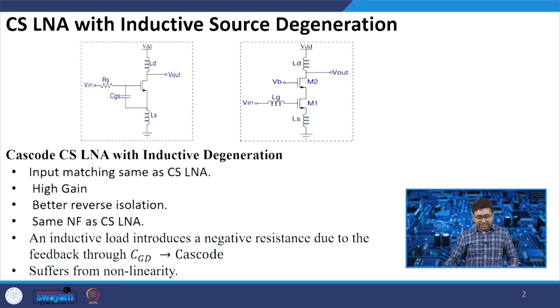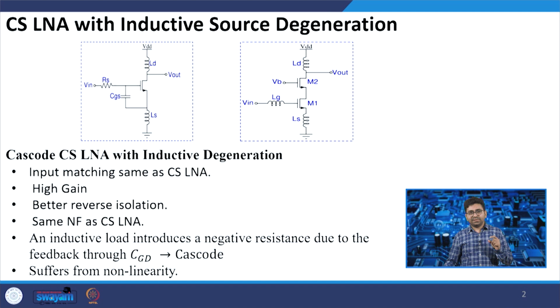We discussed in the last class the different basic configurations: common source, common gate, and common source with source degeneration inductor. For all these low noise amplifiers we have tried to find out the input impedance, output impedance, gain and noise figure. We will discuss further what different topologies can be possible by using all these topologies.